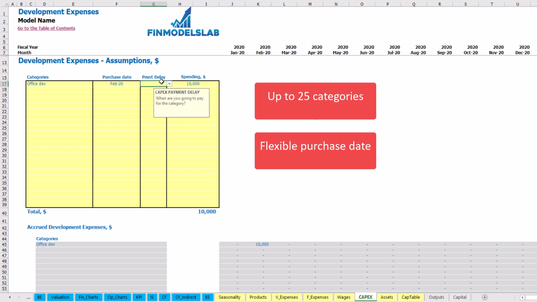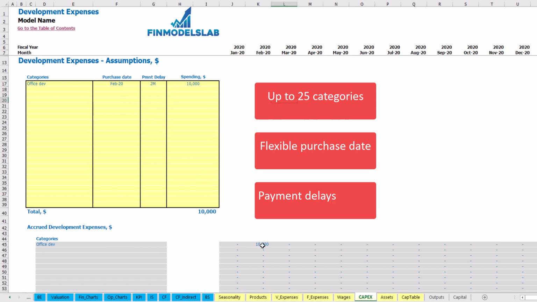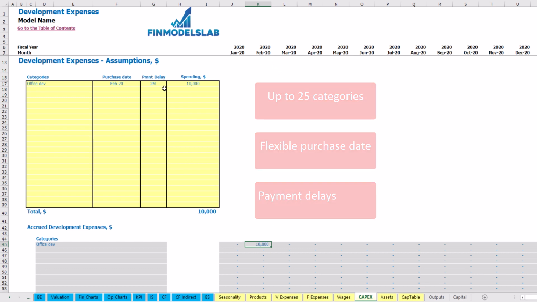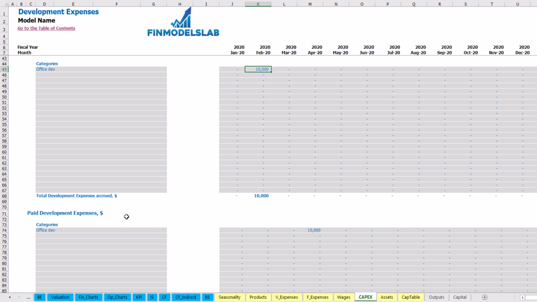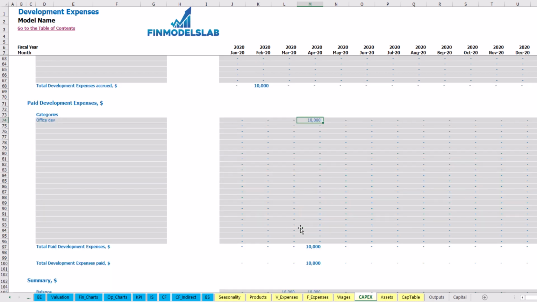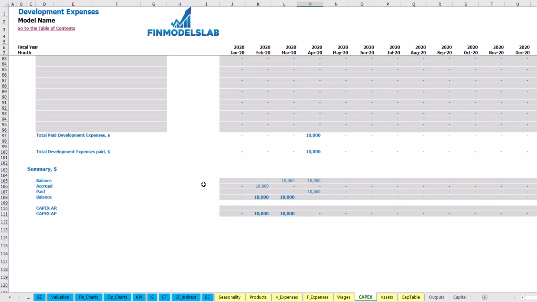And you also can input payment delay. What does it mean? Let me set up 2 months for example. It means that this amount will be accrued in February because the purchase date is February, but paid development expenses will be in April 20 for this office development. And you will have some balance of CapEx accounts payable for 2 months.